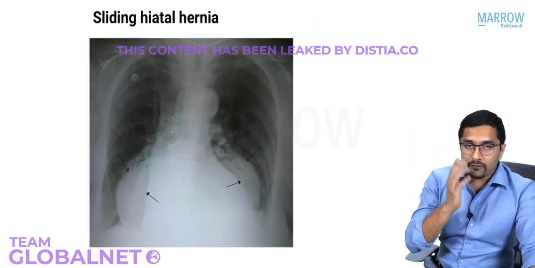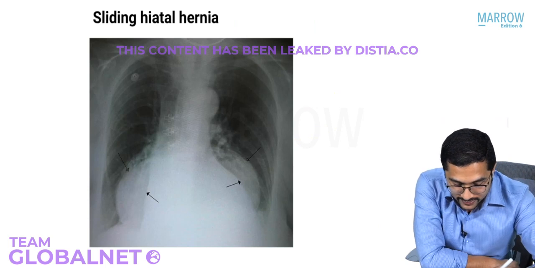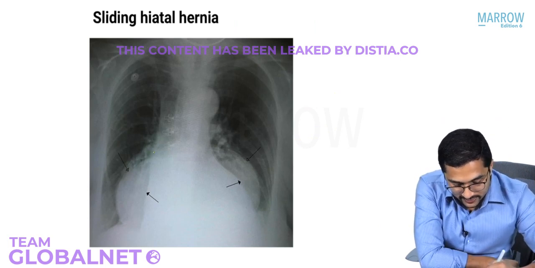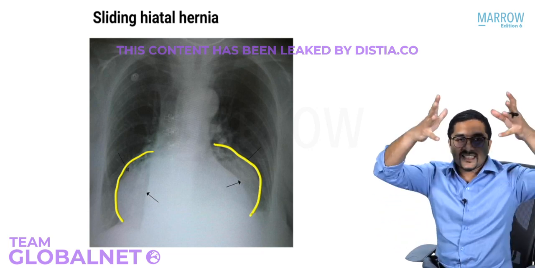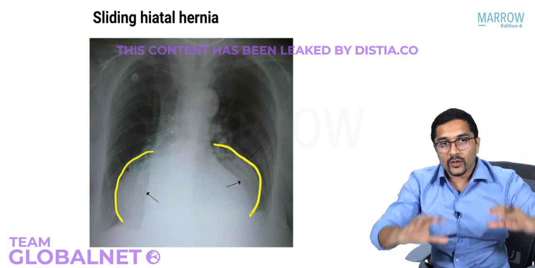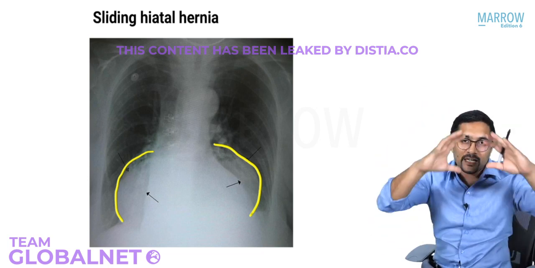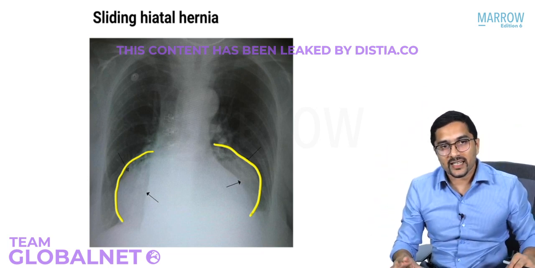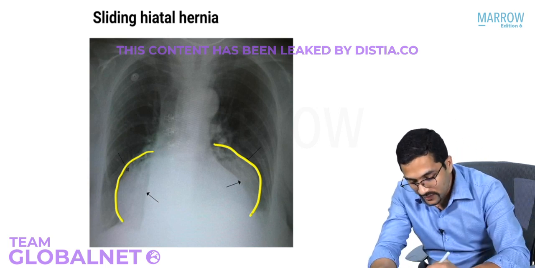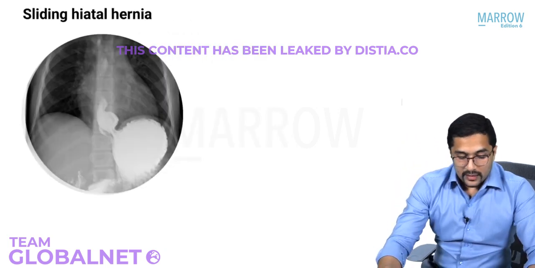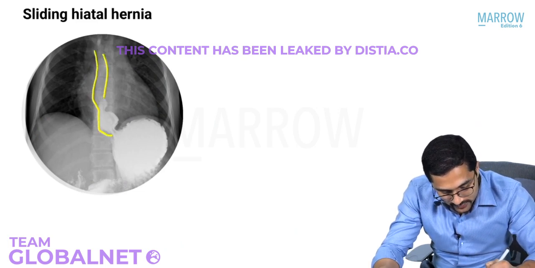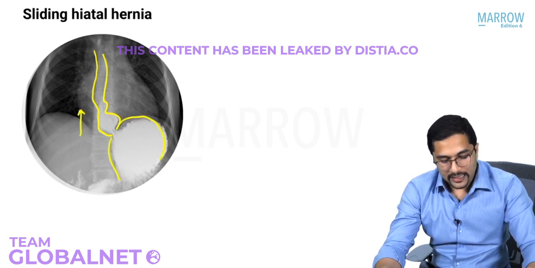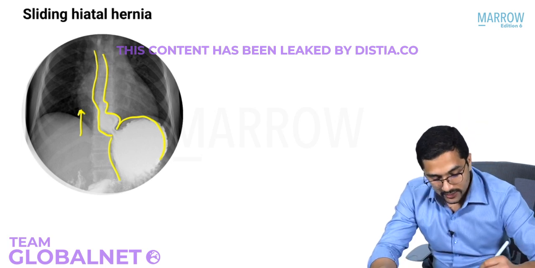Now you can see here, on the simple X-ray also, this was a very large hiatal hernia where you can see the GE junction has migrated proximally. So it can appear as a separate shadow in the chest X-ray as well. A sliding hiatal hernia on barium, I told you, this is the GE junction which has migrated proximally, and the patient presents with features of GERD.